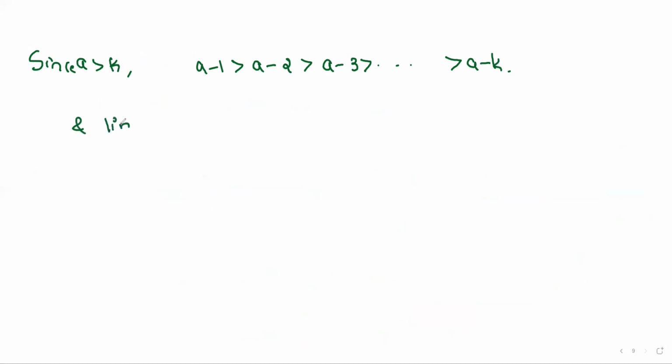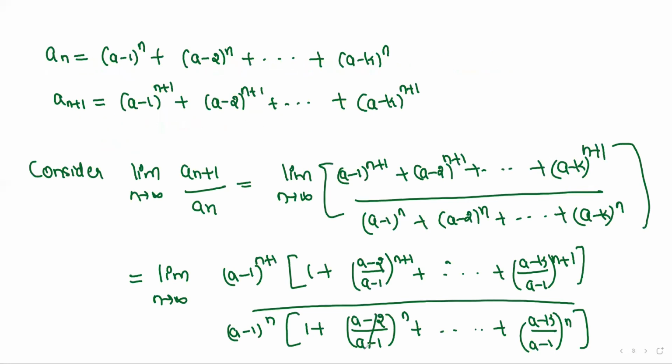And we know that the limit of the sequence x power n as n tends to infinity is 0 if mod x is less than 1. Clearly, a minus 1 is greater than a minus 2 implies this term is less than 1. Hence, the limit of ((a minus 2) divided by (a minus 1)) whole power n converges to 0. Similarly, this limit converges to 0 as n tends to infinity. The sum of these terms converges to 0. Hence, this term will converge to 1.